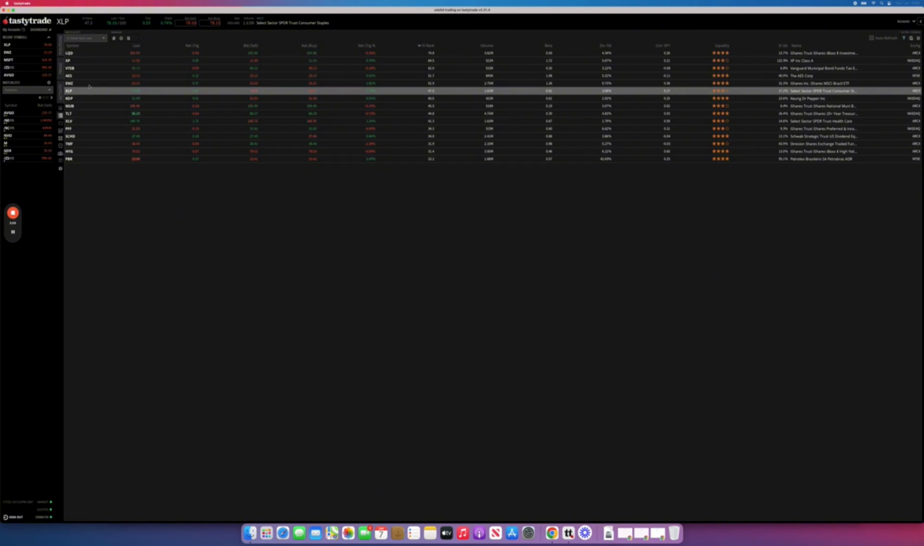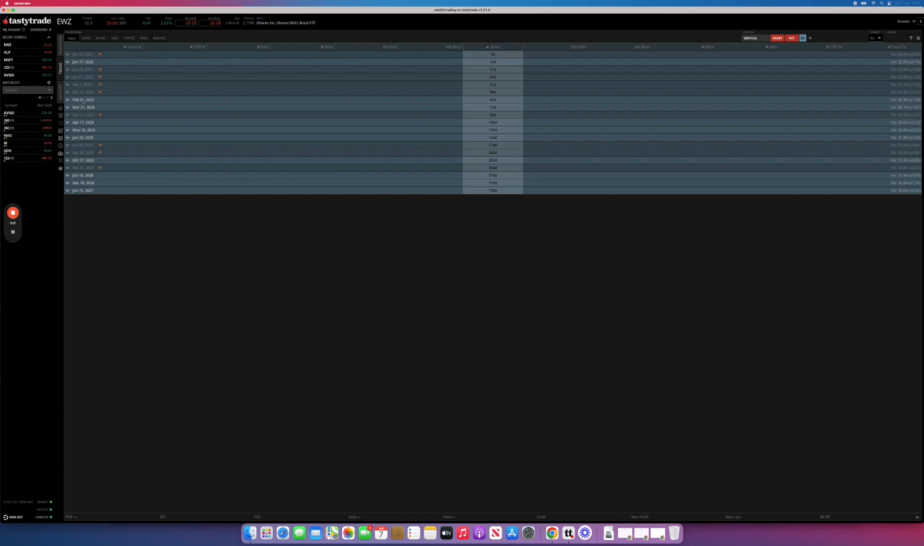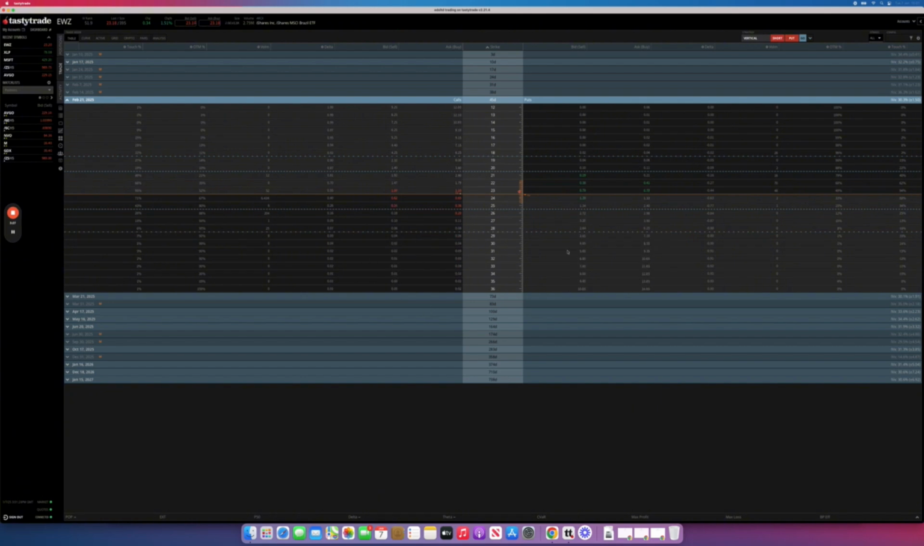So let's just start with EWZ. We're going to go over two different underlyings to just show you the difference. So we've got EWZ here, which has an IV rank of 51.9 and an absolute IV level of 31.3%, which is quite nice for EWZ. So we're going to go over to the expiration dates, click on February 21st, which is what we've selected already, and we are now presented with the options chain.